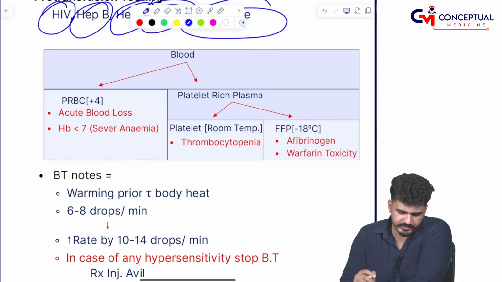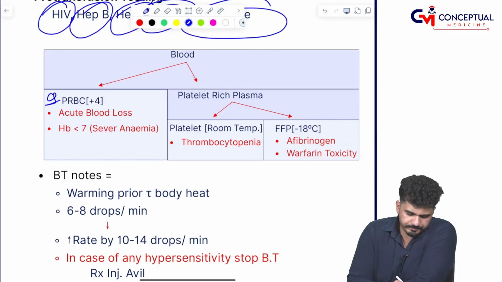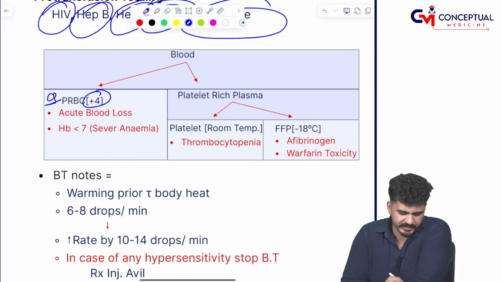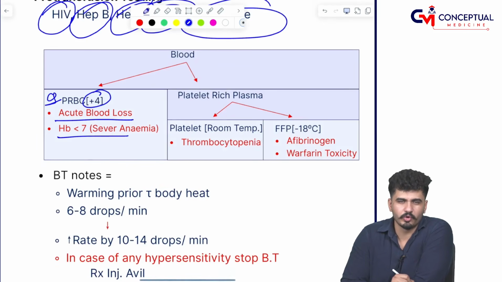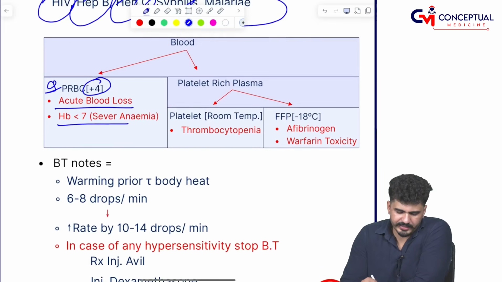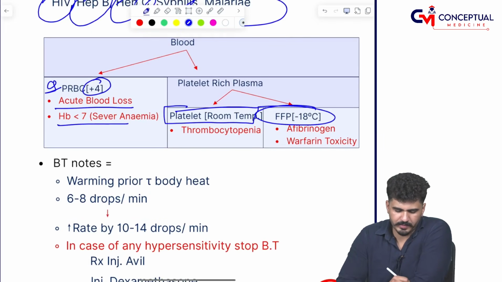Now blood is divided into PRBC, which is stored at +4 degrees Celsius. This is given in acute blood loss and severe anemia, that is hemoglobin less than 7. Now platelet rich plasma is further divided into platelets and fresh frozen plasma. Platelets are stored at room temperature.